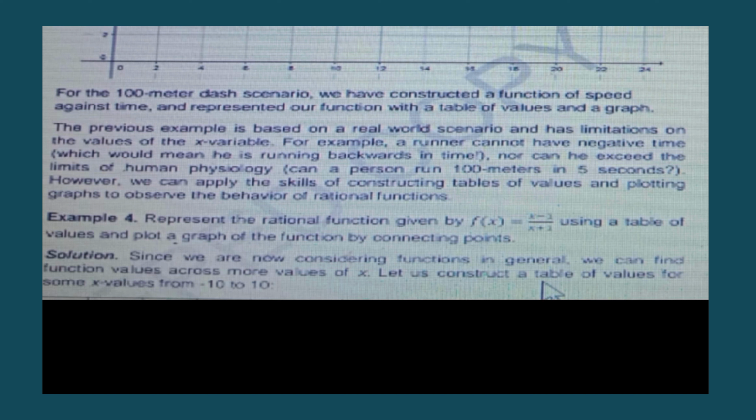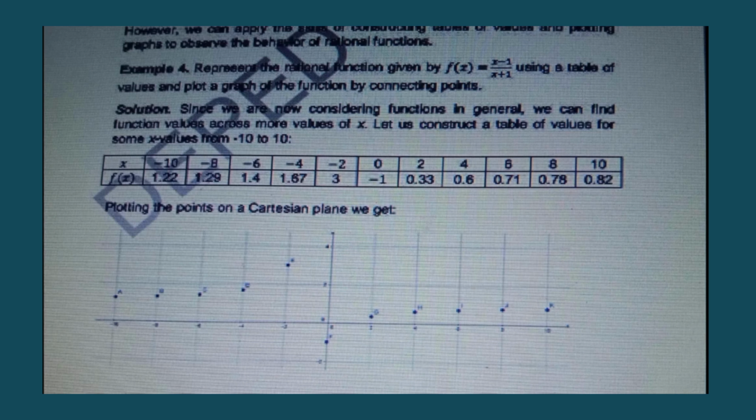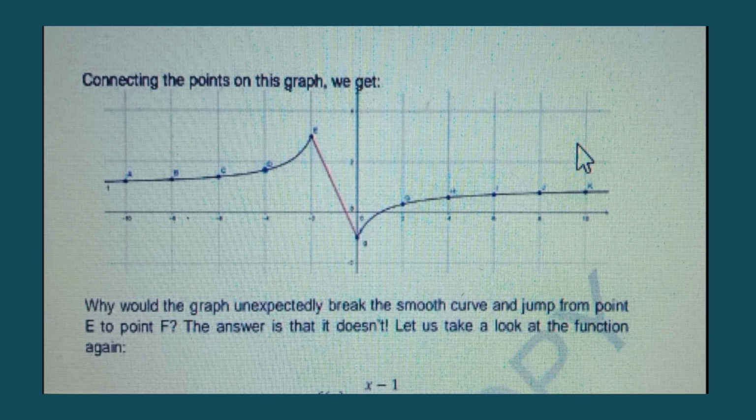Represent the rational function given by f(x) using a table of values and plot a graph of the function by connecting points. Solution. Since we now consider the function in general, we can find function values across more values of x. Let us construct a table of values for some x values from -10 to +10. Plotting points on a Cartesian plane, we get. Connecting the points in this graph, we get.